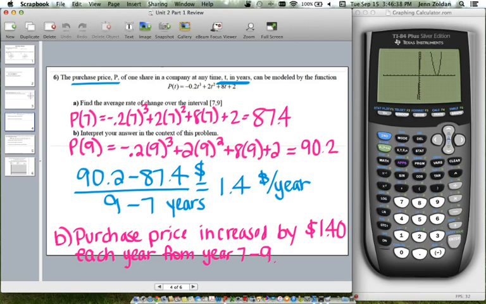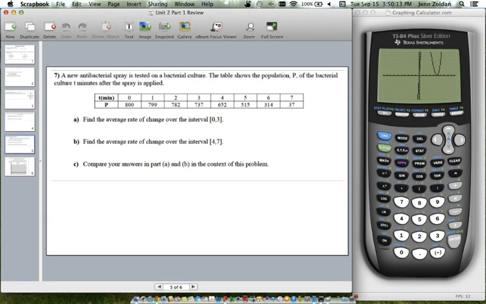Alright, so let's look at number 7. So 7, we are using the table to find average rate of change. A new bacterial spray is tested on a bacterial culture. The table shows the population P of the bacterial culture T minutes after the spray is applied. Find the average rate of change from the interval 0 to 3. So 0 to 3. So I'm going to do the 737 first minus the 800 over 3 minus 0. That gives me, calculate it, 737 minus 800 over 3, which is negative 21.